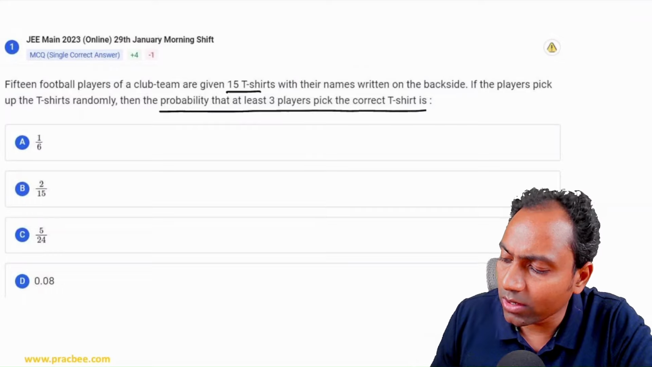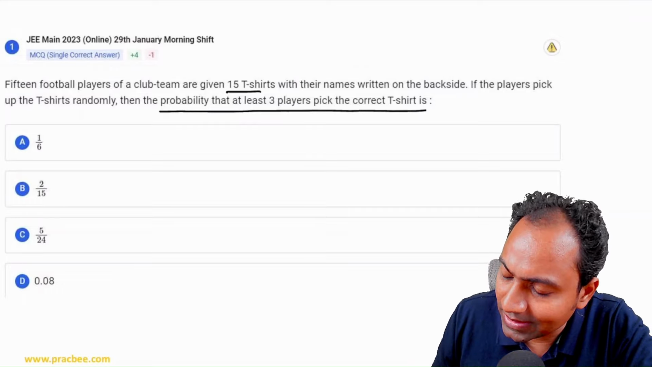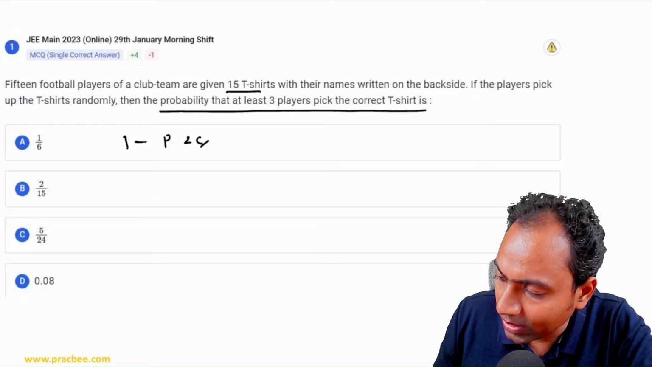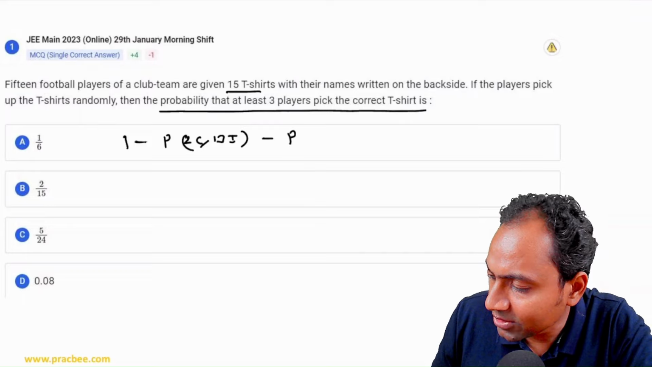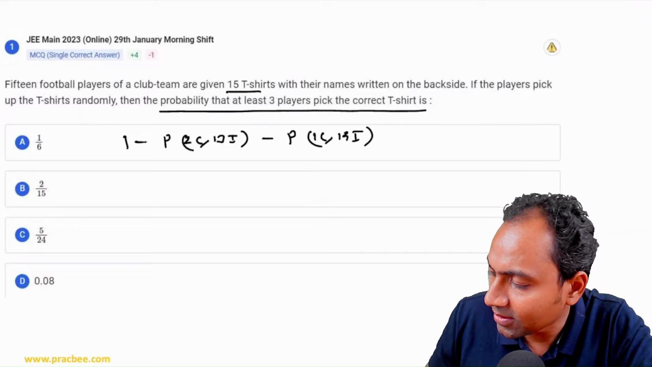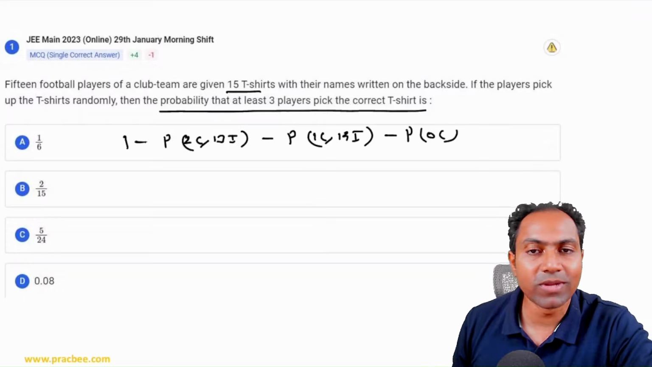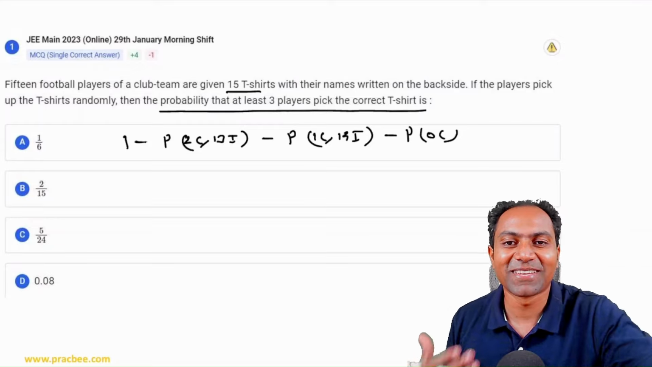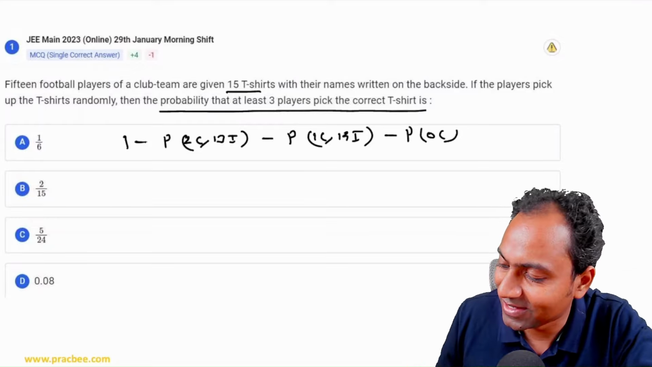So a good or a logical way to answer this question is, let us subtract from 1 the probability when exactly 2 are correct and 13 are incorrect, minus the probability that 1 is correct and 14 are incorrect, and then the probability that 0 are correct. If I do that, I will be easily able to get my answer, because if I do the other cases, they are much more than this and the calculation becomes even more complicated.